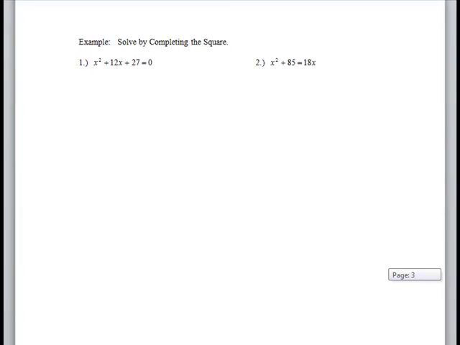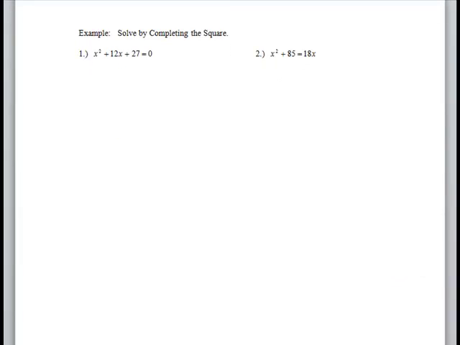So let's look at example 1 here. This one, a quadratic equation in standard form, could not be solved by extracting the roots. Not all the variables are being squared. But it can be solved by factoring. So we'll go ahead and solve it first of all by factoring. It's going to factor into x plus 3, x plus 9. Set each factor equal to 0, gives us two solutions, negative 3 and negative 9.